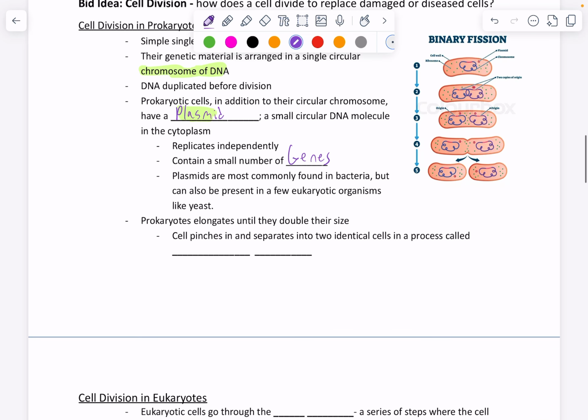For prokaryotes to divide, they just have to grow in size, right? They need to have the same nutrients, same genetic material, same organelles in both cells. So they start to double in size. For prokaryotes, this is just called binary fission. It's a very simple process, and there's not a lot we're going to go into detail for this.